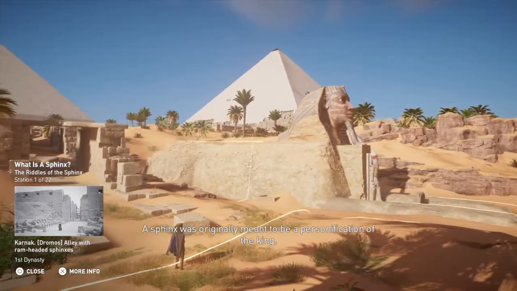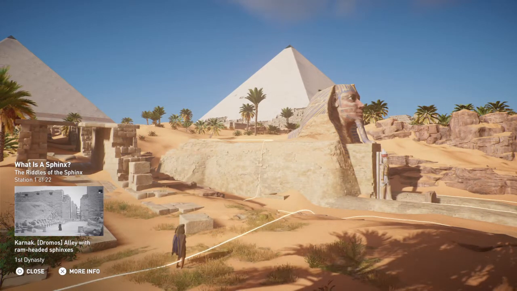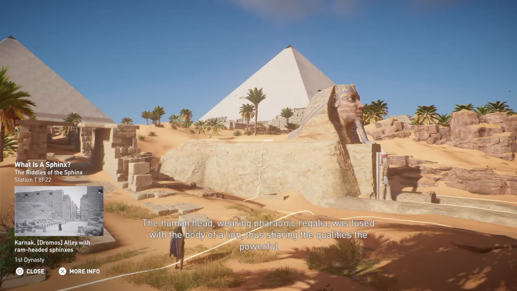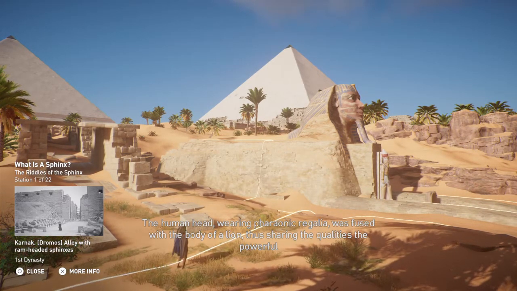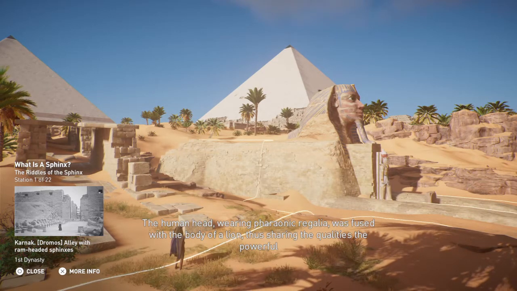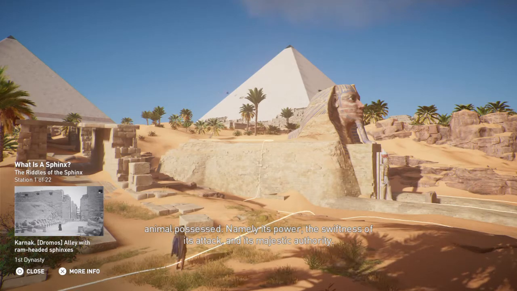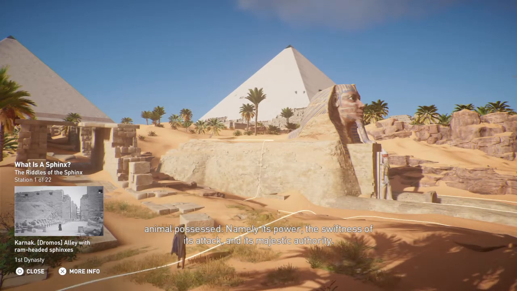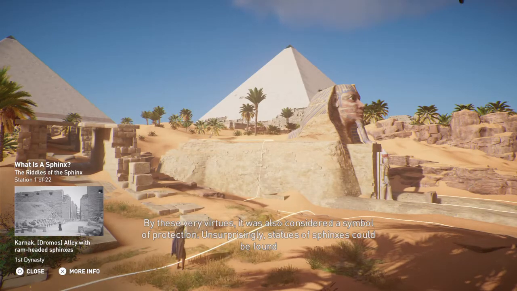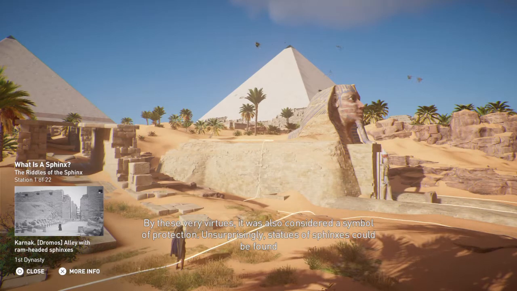A Sphinx was originally meant to be a personification of the king. The human head, wearing pharaonic regalia, was fused with the body of a lion, thus sharing the qualities the powerful animal possessed, namely its power, the swiftness of its attack, and its majestic authority. By these very virtues, it was also considered a symbol of protection.